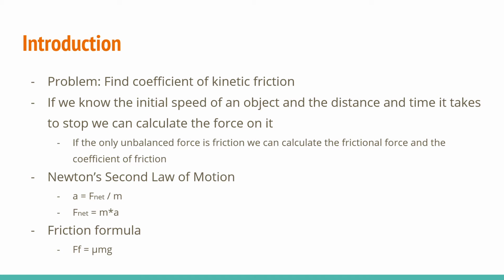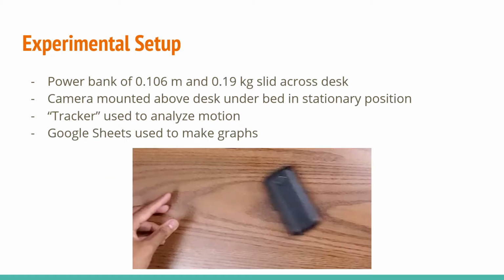This is made possible by Newton's second law of motion, which originally says acceleration is equal to F net divided by mass, and it can be rewritten as F net equals mass times acceleration, and the friction formula, which is force of friction equals coefficient of friction times mass times gravity.